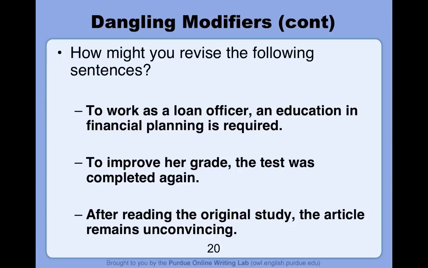Now let's look at these versions. How would you correct each one? "To work as a loan officer, an education and financial planning is required." "To improve her grade, the test was completed again." "After reading the original study, the article remains unconvincing." Look at how the first sentence states that an education is the one who will work as a loan officer. The second sentence states the test was improving her grade, and the third one states that the article was reading the original study. The doer is absent in pretty much each of these sentences.